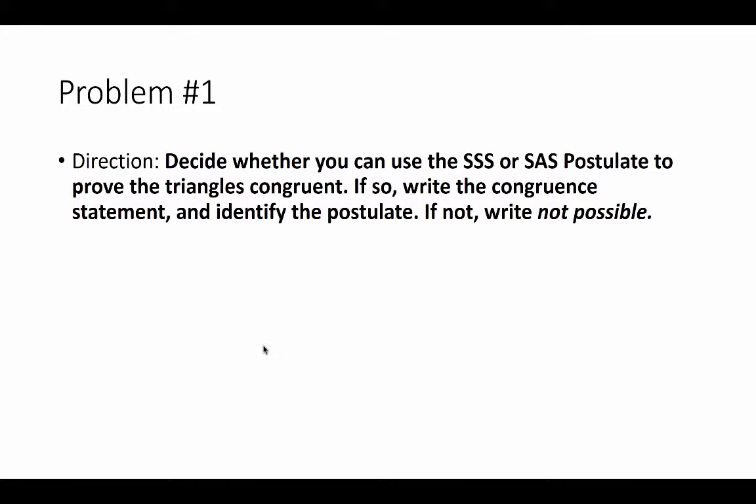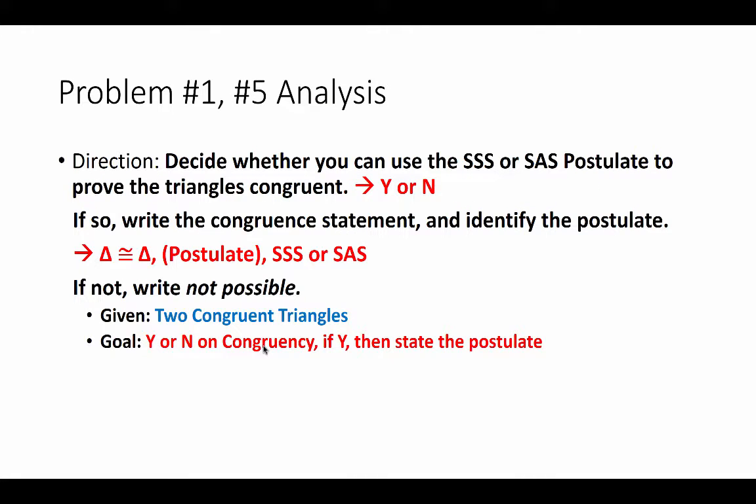So here's problem number 1. The direction tells us to decide whether you can use the side side side or side angle side postulate to prove the triangles are congruent. So your answer should be yes or no based on the congruency. If so, write the congruence statement and identify the postulate. So if they are, you say, oh, this is congruent by side angle side or side side side postulate. And we'll have a problem here that's not possible. In other words, we can't completely trust the figure just because they look like it. So let's start with the first one.